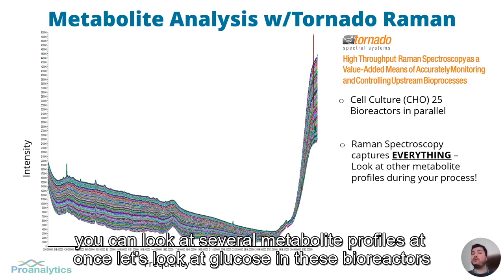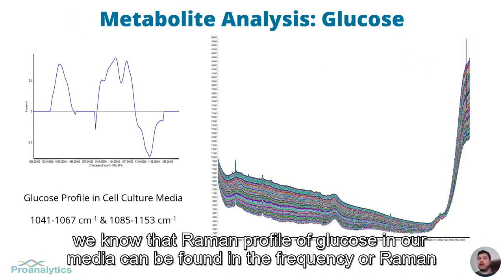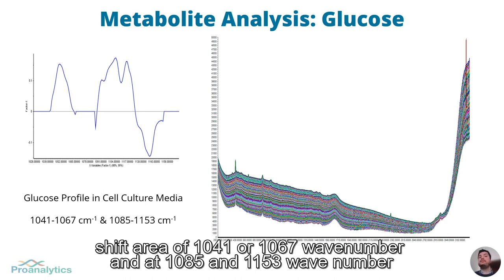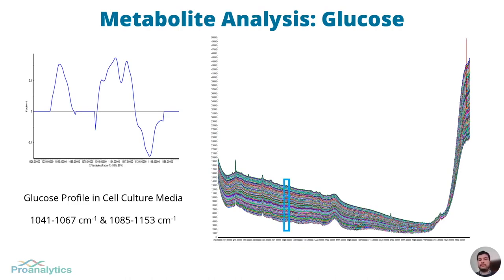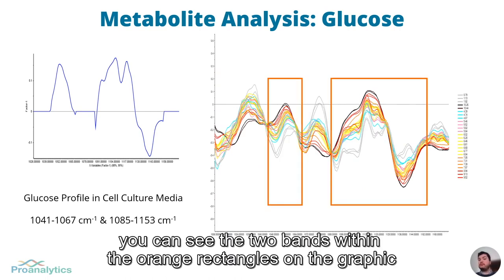Let's look at glucose in these bioreactors. We know that the Raman profile of glucose in our media can be found in the frequency or Raman shift area of 1041 or 1067 wave number, and at 1085 and 1153 wave number. You can see the two bands with the original orange within the orange rectangles on the graphic.